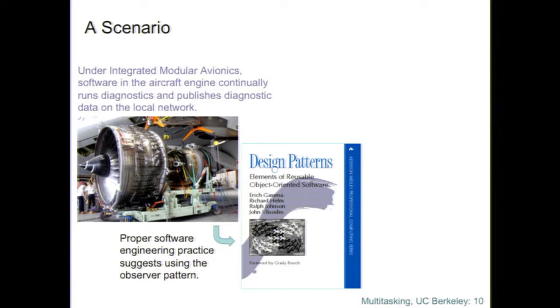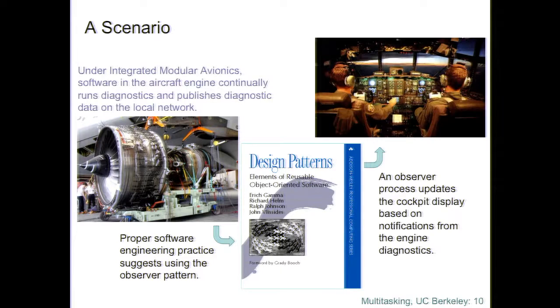So proper software engineering practice suggests a design pattern, which is called the observer pattern in the Gang of Four book, where you have a process that runs on a computer in the cockpit that is simply subscribing to these streams of sensor data, monitoring the health of the engine, and reporting the health of the engine to the pilot. Okay? These are concurrent threads now, because you've got processes running on the microprocessors in the engine, reading sensor data, putting them on a bus. You've got a process running in the cockpit that's monitoring those and updating the display. And by the way, you have a lot of other processes also updating the display, right?